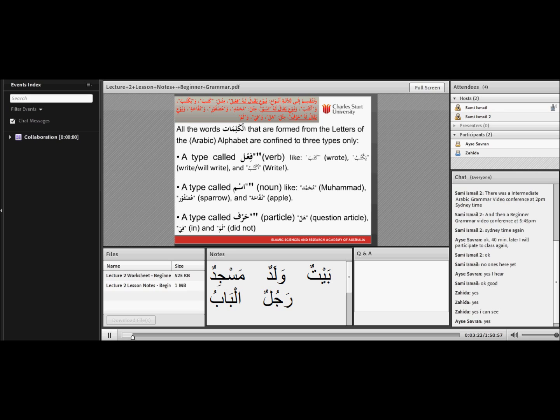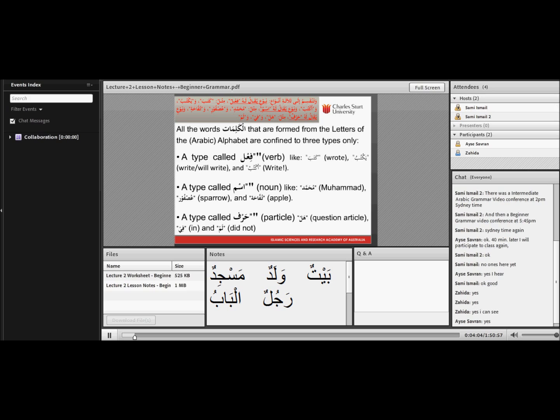The first type is called a fi'al, which is a verb. So a verb in Arabic is known as fi'al. So that's one type. For example, kataba. Kataba means wrote. So writing, wrote, write. So kataba is past tense, means wrote. The next one is yaktubu, which means write or will write. So that's in the present tense. And the last one is uktub, meaning write. And this is a command verb or an imperative verb.